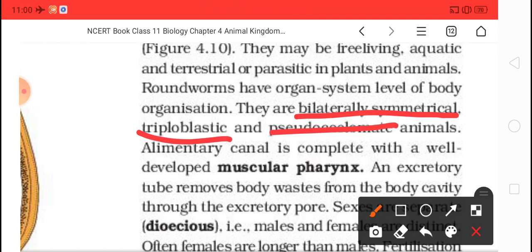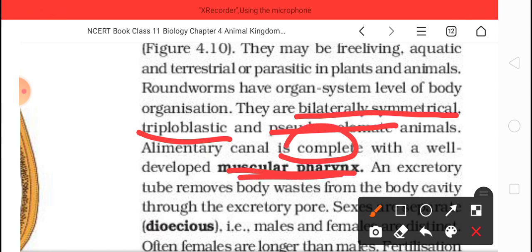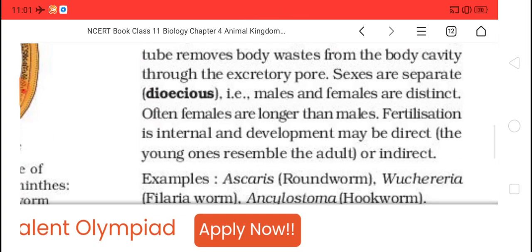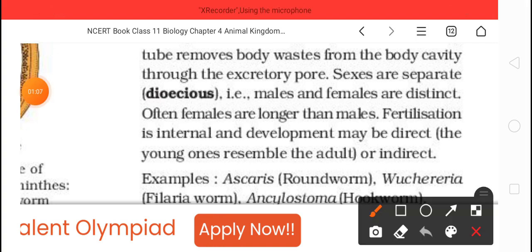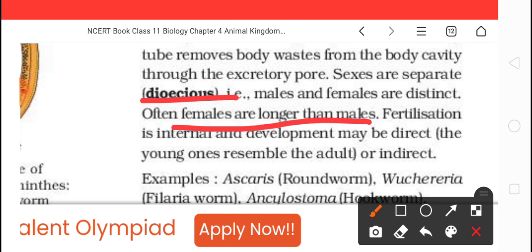Now, the alimentary canal is complete with a well-developed muscular pharynx. And for excretion, they have an excretory tube, which removes body waste from the body cavity through the excretory pore. Now, quickly, we have to revise this, so I'm a bit fast. They are dioecious, and you can distinguish females from males as females are often longer than males.